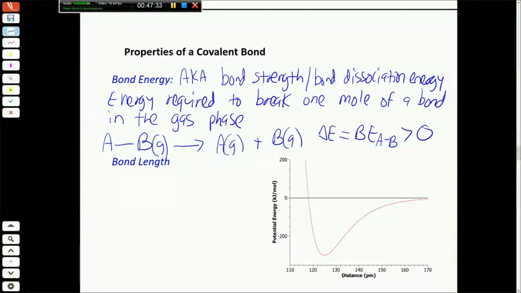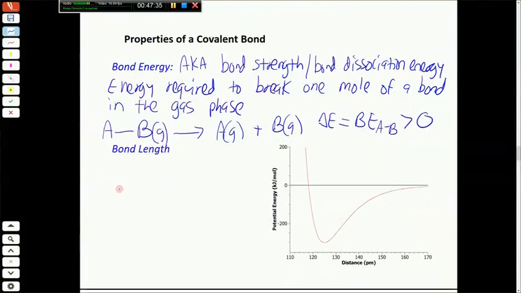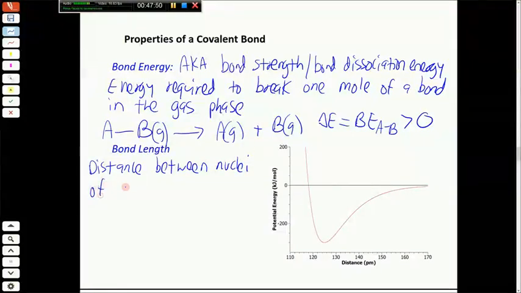And then finally the bond length, which is related to the atomic radius of the atoms. It's just the distance between the nuclei. So when two atoms are bonded to each other, we can measure how far apart the nuclei of those atoms are, and we call that the bond distance.